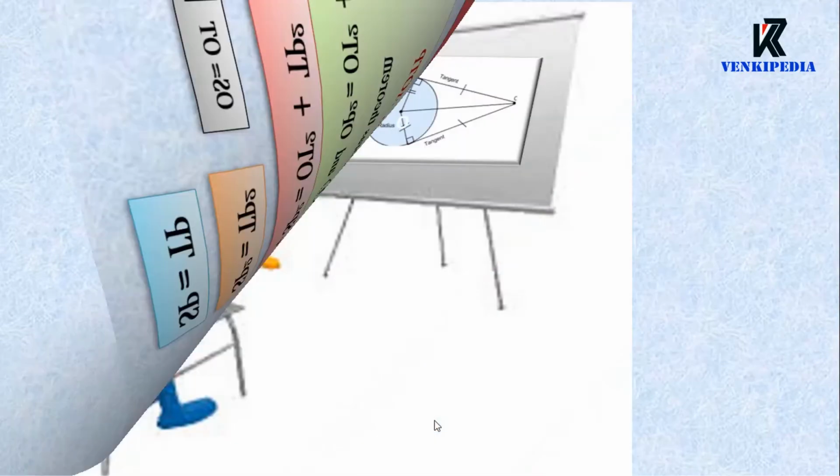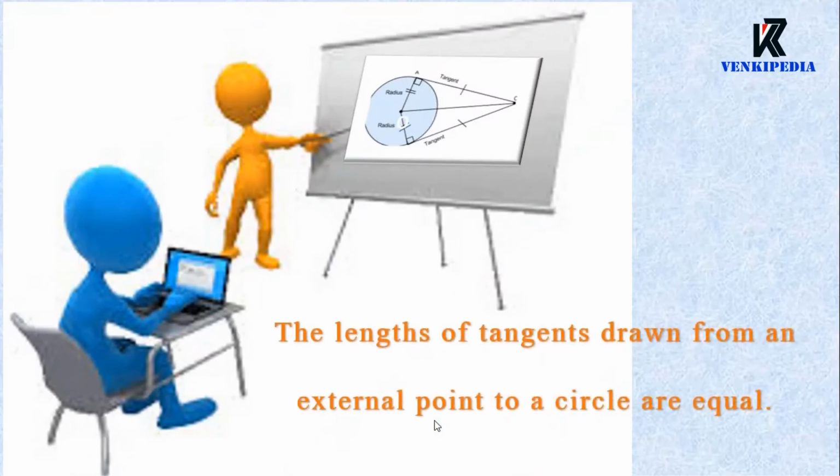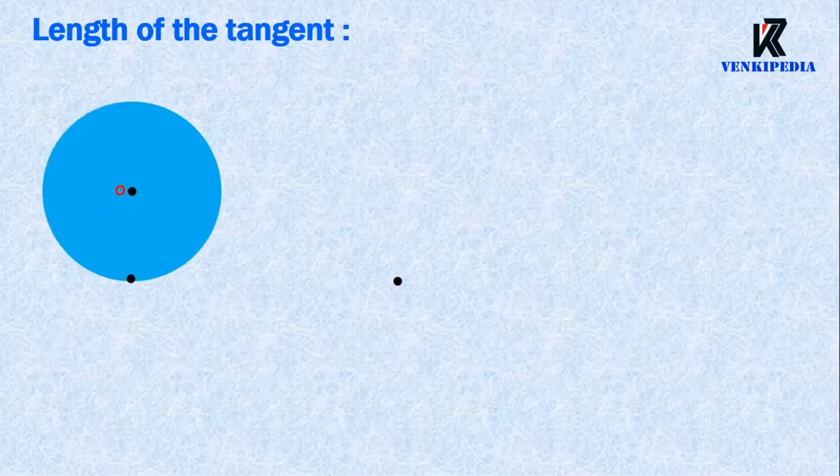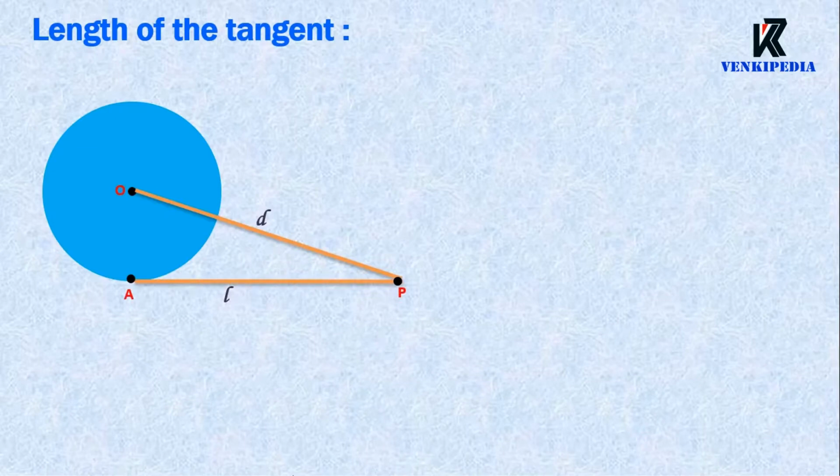Children, now how can you find the length of a tangent? Here just take a circle of center O and take an external point P at a distance D and draw a tangent through a point A. Now the distance between the center and the external point, OP, is equal to D, and the radius of the circle OA is equal to R, and the length of the one tangent AP is equal to L.